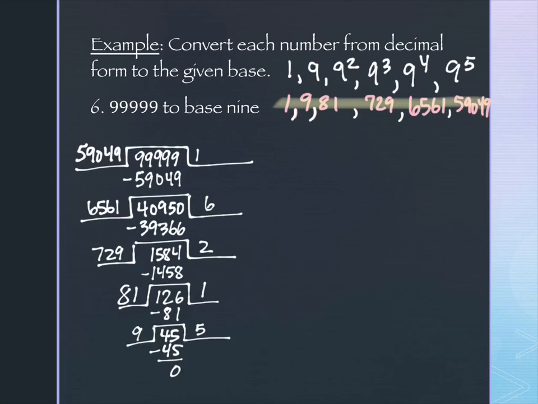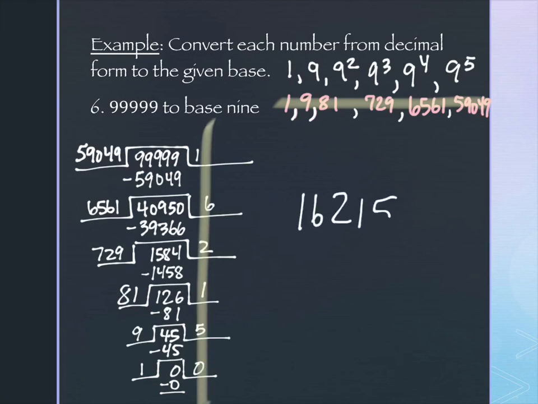Am I done? Nope. I always have to divide by all of the powers of 9, including the power that gives me 1, like 9 to the 0. Of course, that goes in 0 times. I have nothing left for it to go into. And this is my solution set: 162,150, base 9.